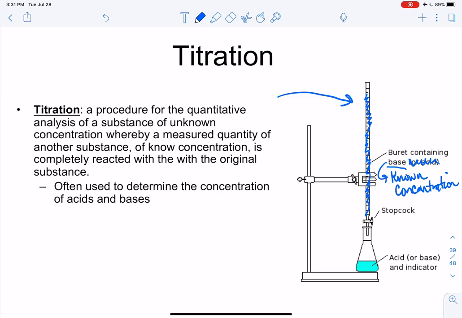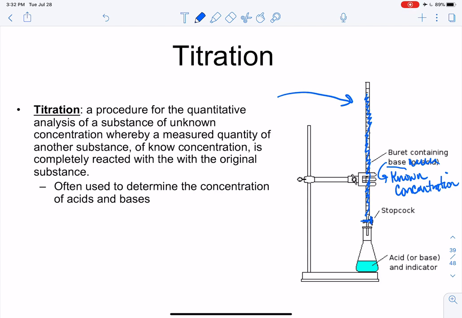So you'll have a bottle of base and it'll have a concentration on it like 1.5 molar KOH or 0.199 molar sodium hydroxide, something like that. You will know the concentration. And so you have the burette there, and it's on the burette stand, and it's got a burette clamp there, and it has this little valve right here that opens and closes. And the little plastic piece that goes in there is called the stopcock.